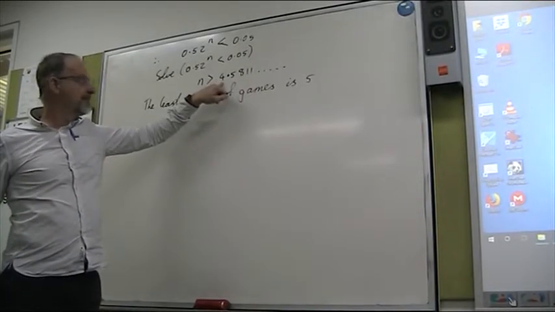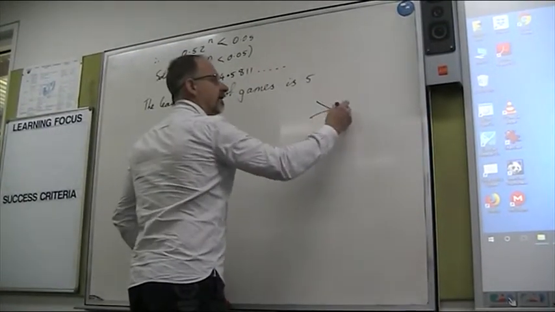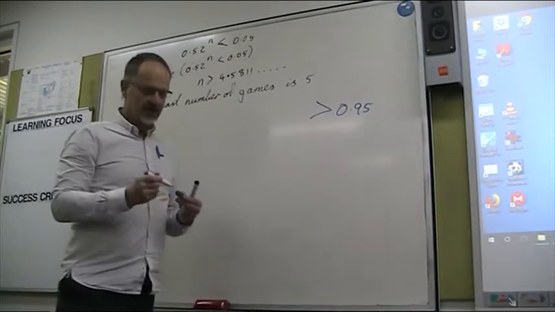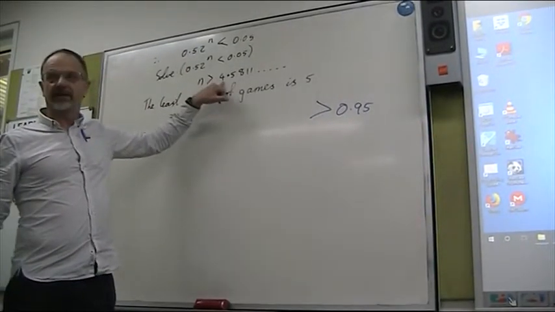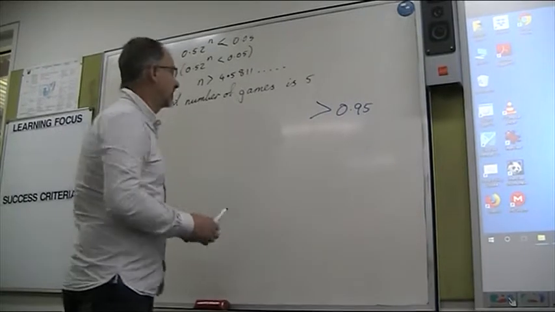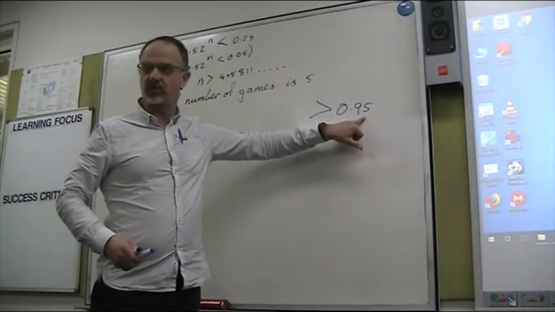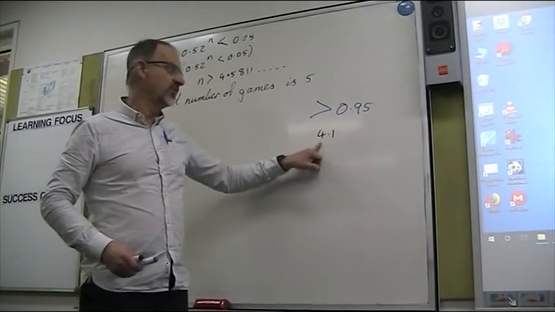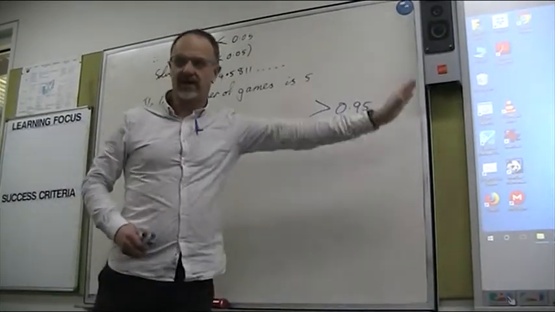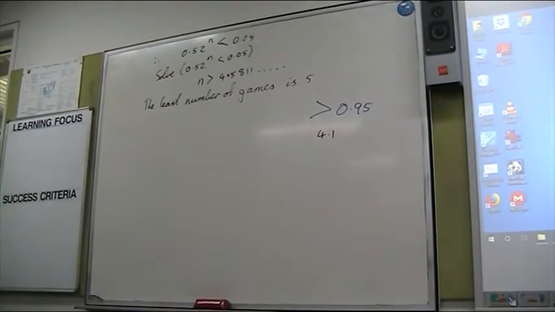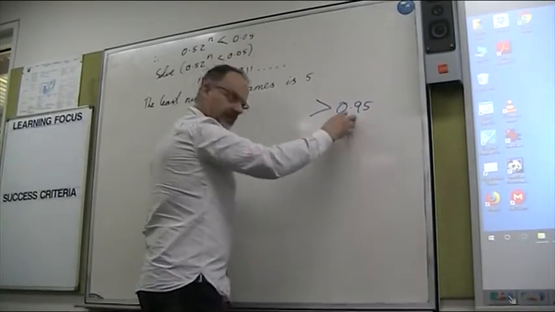Because the question says it must be greater than 0.95. So to be greater than 0.95, it's got to be greater than this. So if the answer came out to be 4.1, well, 4.1 is when it equals 0.95. So if you go down to 4, it's going to be less than that, and we want it to be greater than that. So in this case, you're always going up. Always go up. Because if you want the probability to be greater than that, if you do more trials, it's going to be greater than that.